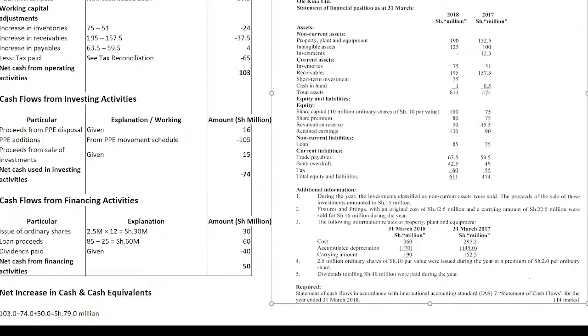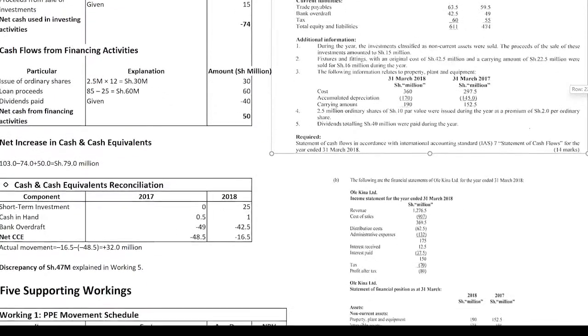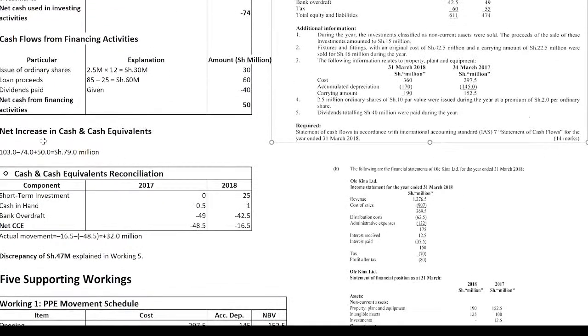So to get the net increase or decrease in the cash and cash equivalent, we add the three: the operating, investing, and the financing activities. So after we add, we are going to get the net increase in cash and cash equivalent, which is 103 minus 74 plus 50. So our net increase is 75 million.